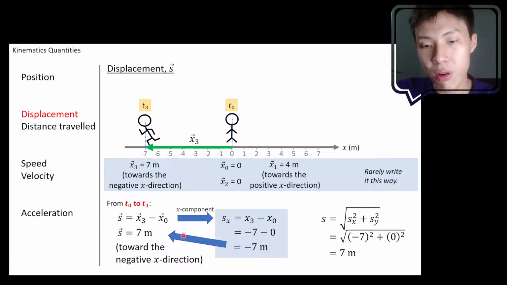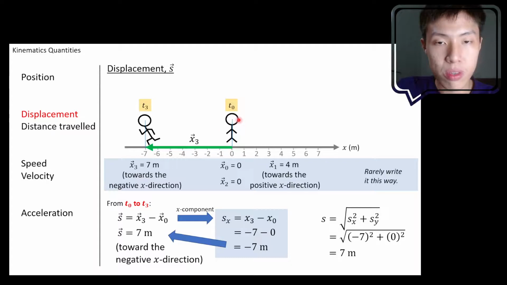And if you look at the calculation here, I only care about where I am at time equals 3 and where I am at t0. I only care about where I am at this moment and where I am at this moment. Then I just take the position at the later moment, or the final position, minus the position at the earlier moment, which is the initial position. Then I get my answer, then I transfer it back to vector.